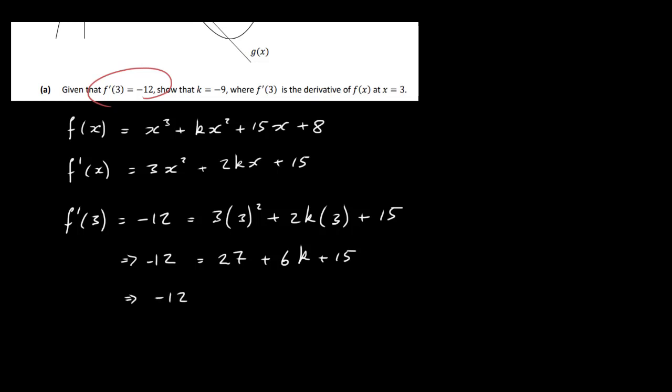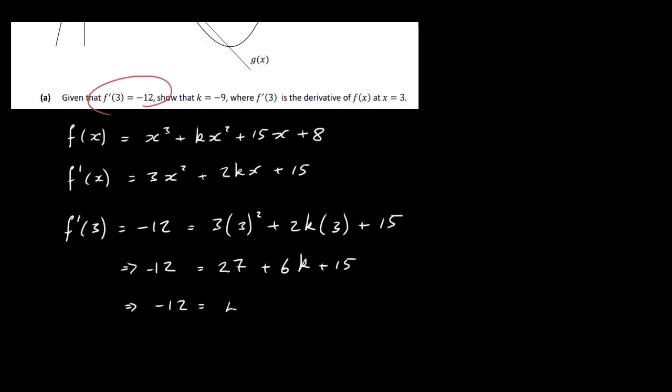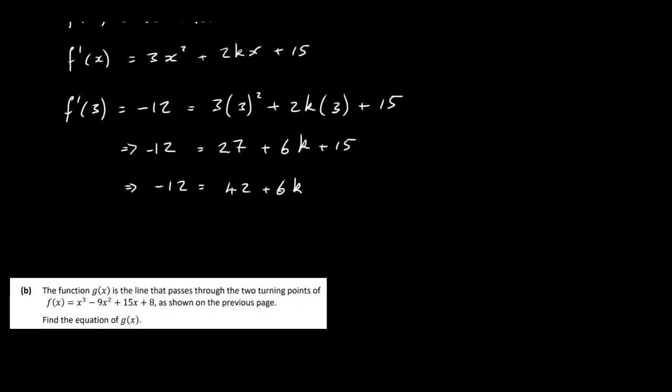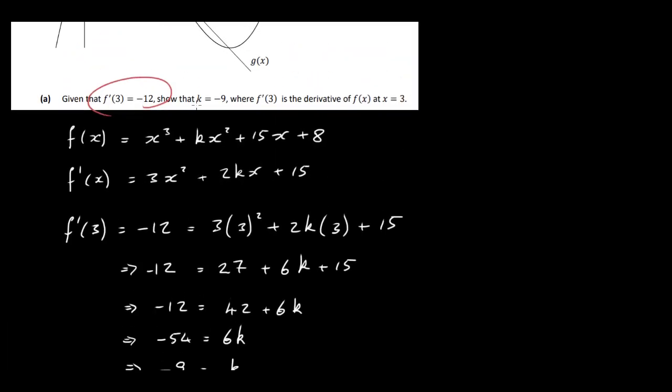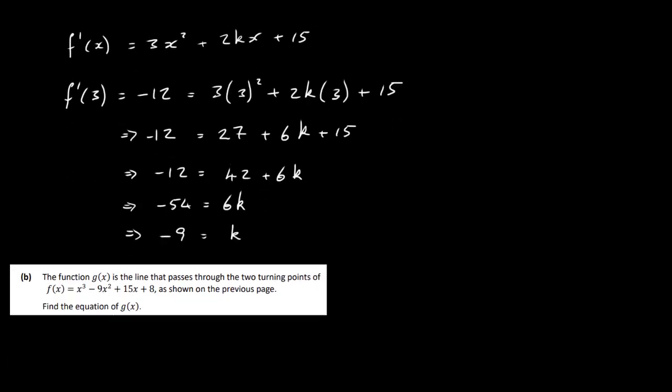That will give us minus 12 is equal to 27 plus 15, that's 42, plus 6k. And bring the 42 over, you get minus 42 minus 54. And we end up with 6k here, divide by 6, that'll give us minus 9. And that's it, that's all we were asked to do. We were asked to show that k is equal to minus 9, so we've done that.